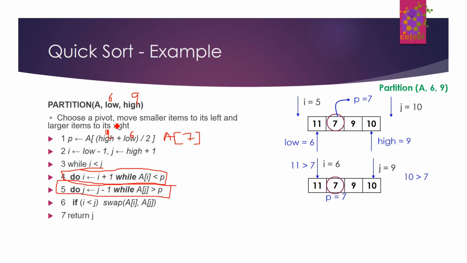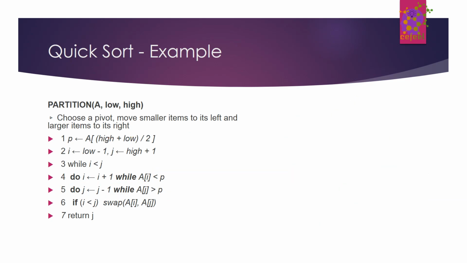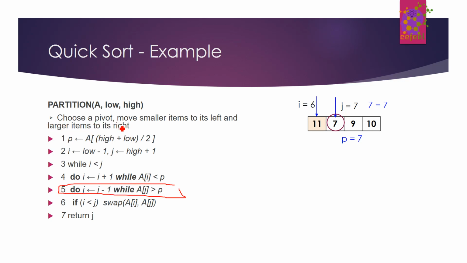So now we go ahead and decrement J further. J becomes 8 now, 9 is compared with 7, we are good, 9 is still at the right side of 7, which means we go ahead and decrement J again. J now becomes 7, and notice what happens, 7 is equal to 7, 7 is not greater than 7. So our while loop at step 5 will fail, and we have found a position that needs to be swapped.